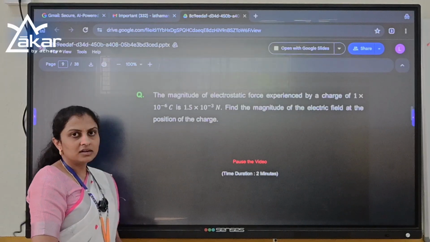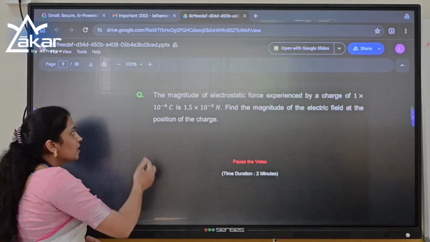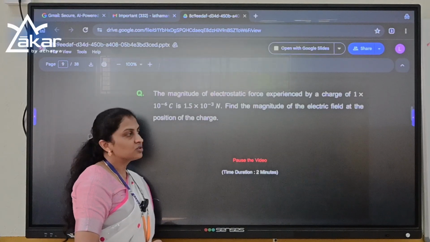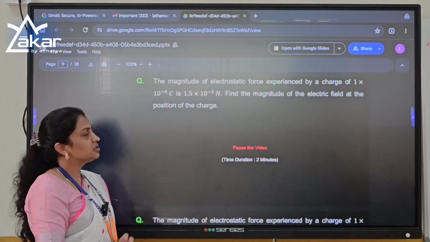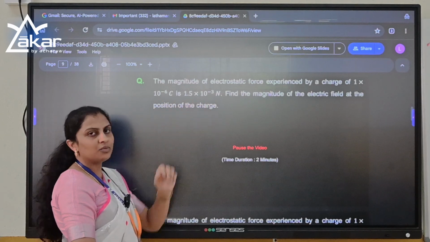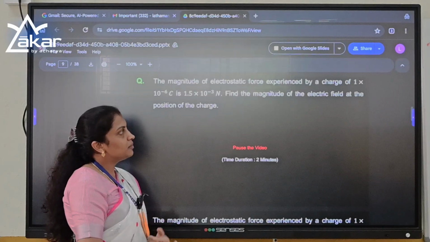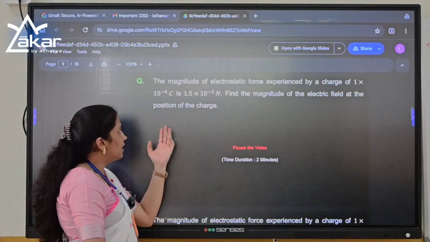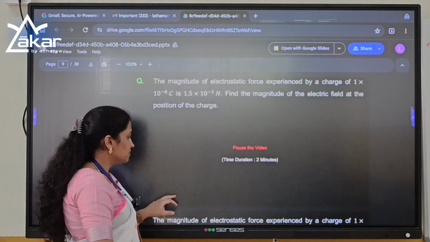So now we can find one of the example. The magnitude of electrostatic force experienced by the charge 1 × 10^-6 C is 1.5 × 10^-3 Newton. Find the magnitude of the electric field at that position of the charge.